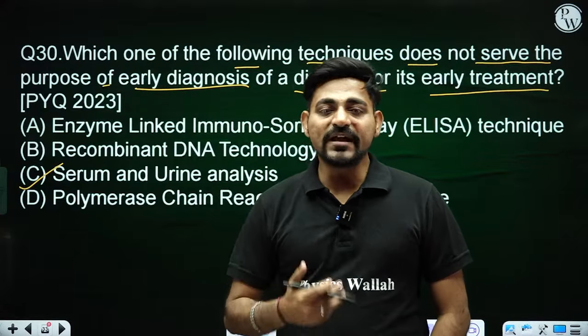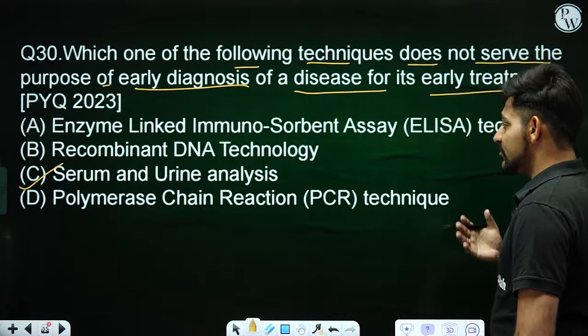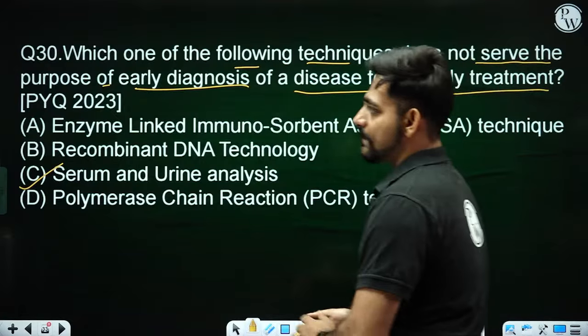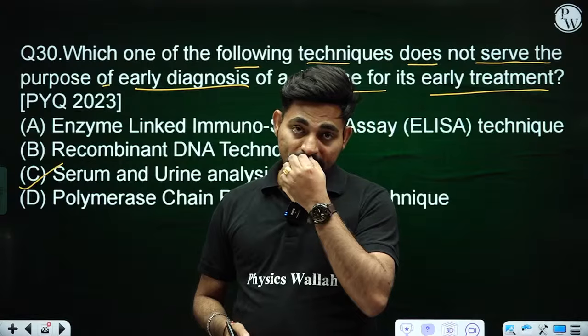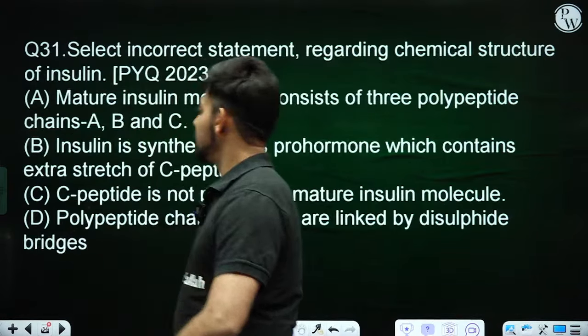Now, for rapid diagnosis, you can use rDNA technology, you can use enzyme linked immunosorbent assay, you can use PCR. Like RT-PCR is one of the methods which is used to detect COVID, right? If you can remember those COVID days.